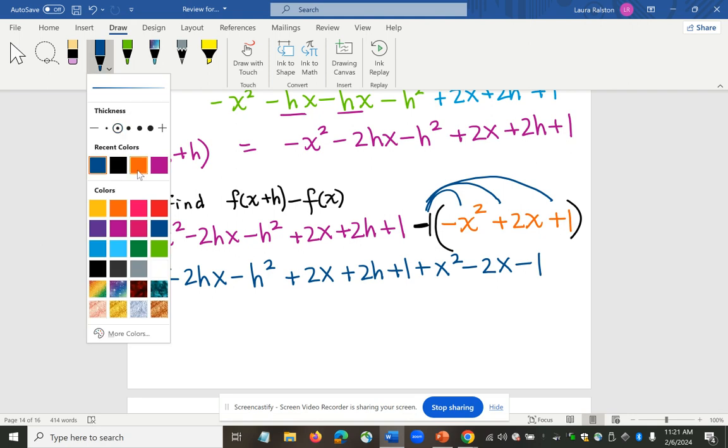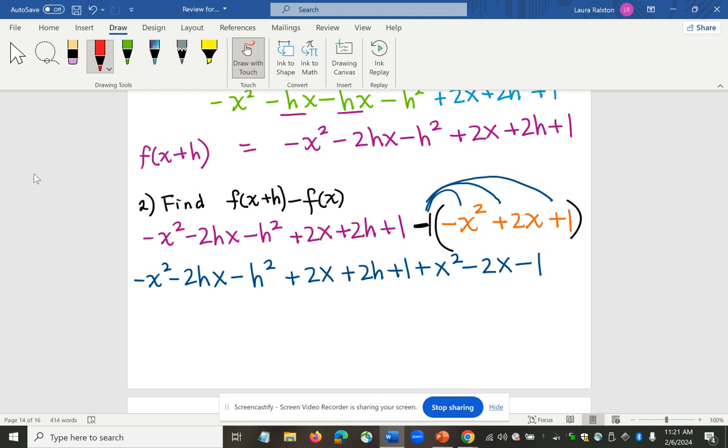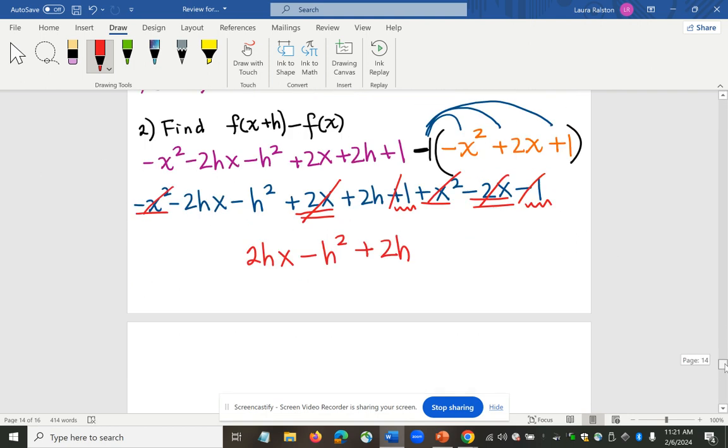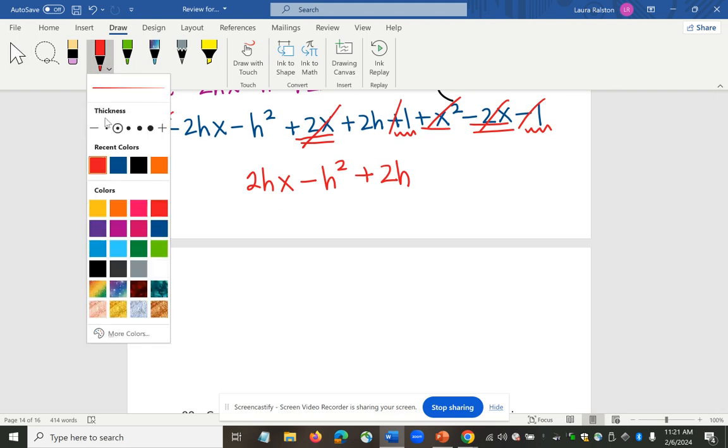And then I'm going back to combine like terms. Negative x squared plus x squared zeros out, plus 2x minus 2x zeros out, plus 1 minus 1 zeros out. So I'm left with 2hx minus h squared plus 2h. I'm not quite finished because then I have to finish out the formula, okay?